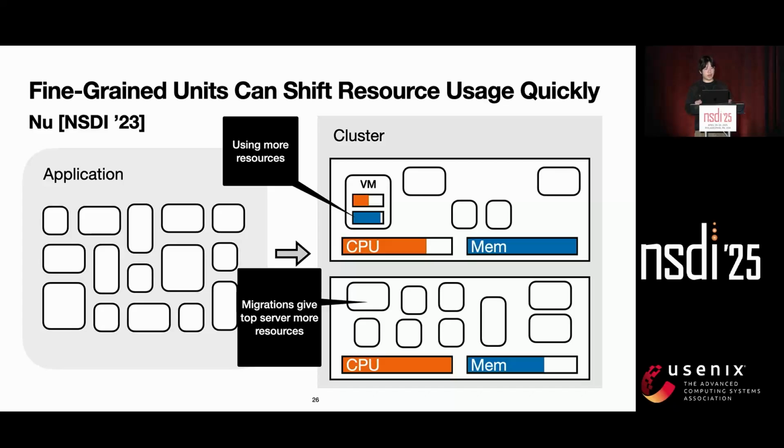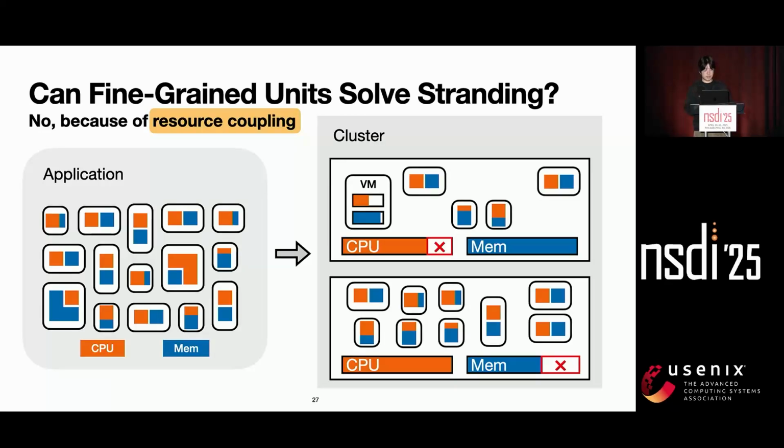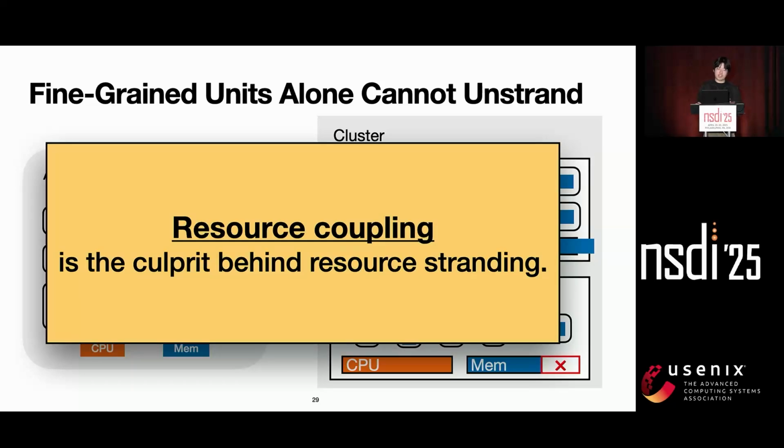However, even though fine granularity makes migrations fast, it does not solve stranding because fine-grained units still couple resources. For example, Nu cannot migrate to the top server because it has fully exhausted its memory, leaving CPU stranded. We observe that resource coupling is the main culprit behind stranding. Once a resource is fully utilized, no additional unit, however small, can be scheduled on that server.